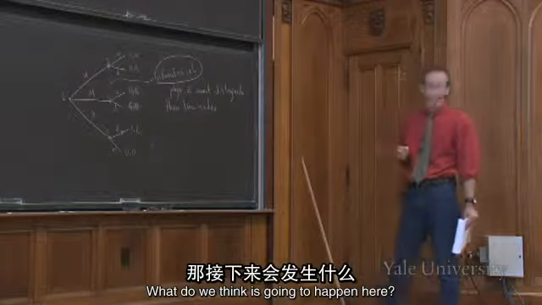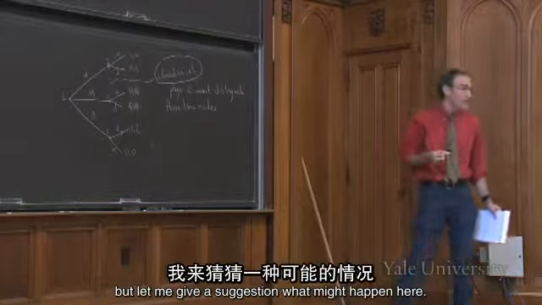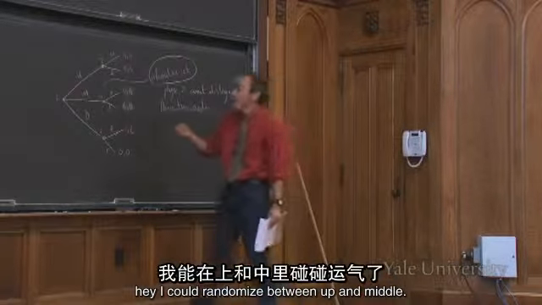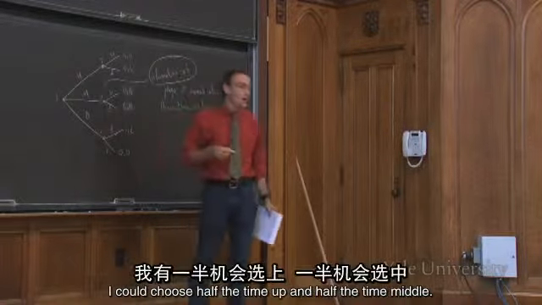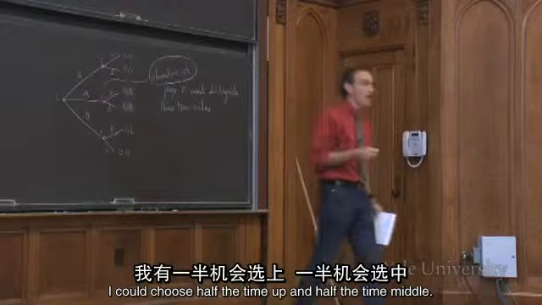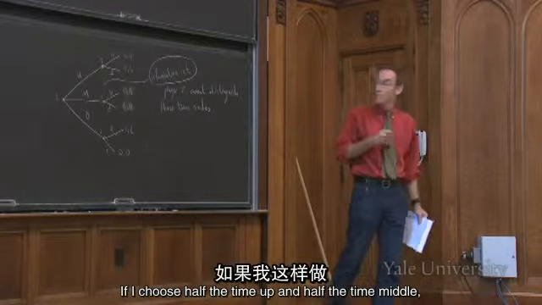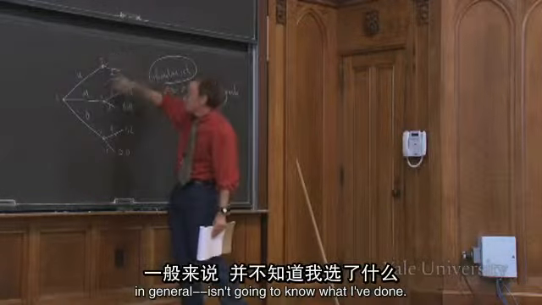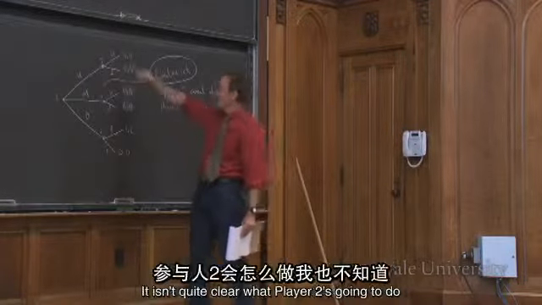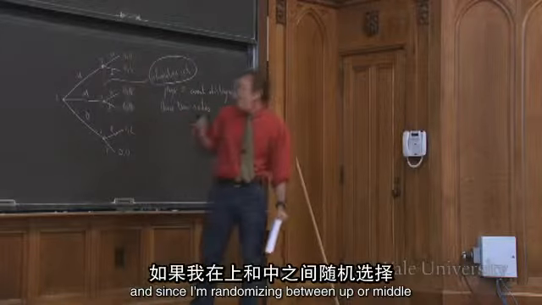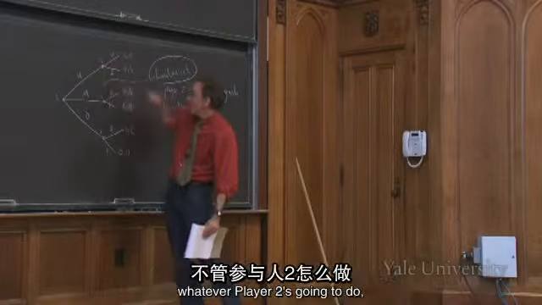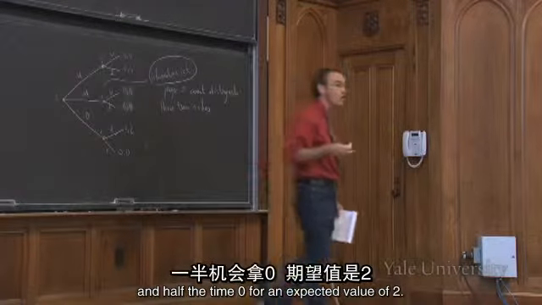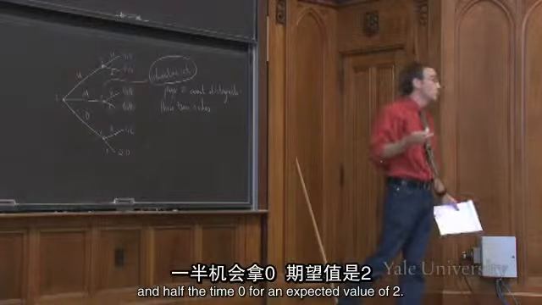What do we think is going to happen here? Well, we don't know, but let me give a suggestion what might happen. Player one might say, hey, I could randomize between up and middle. I could choose half the time up and half the time middle. If I do that, player two isn't going to know, in general, what I've done. It isn't quite clear what player two is going to do. And since I'm randomizing between up or middle, whatever player two is going to do, I'm going to get half the time four and half the time zero for an expected value of two.